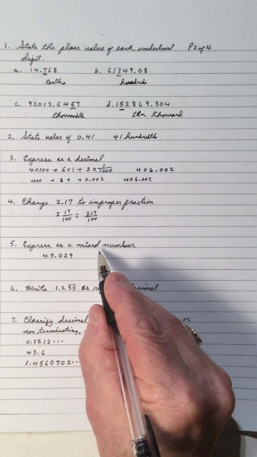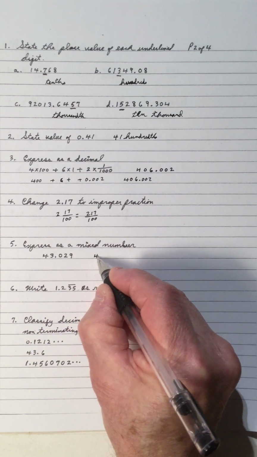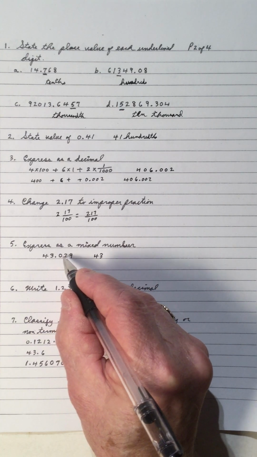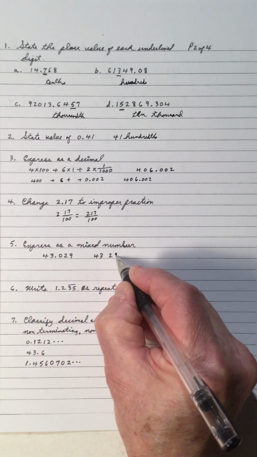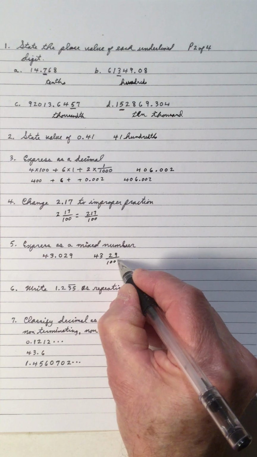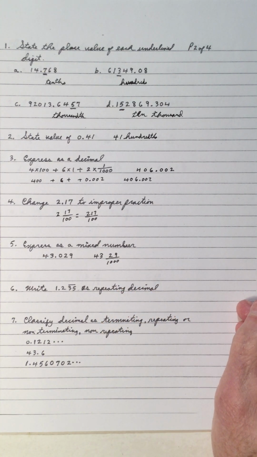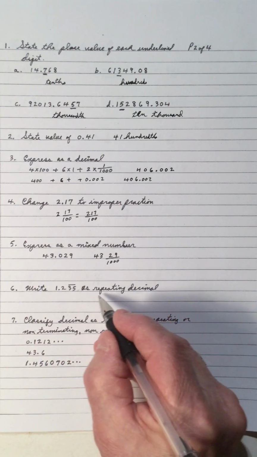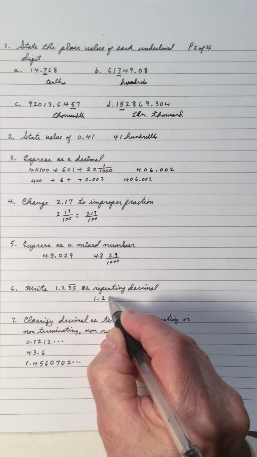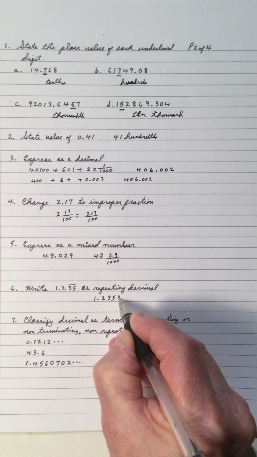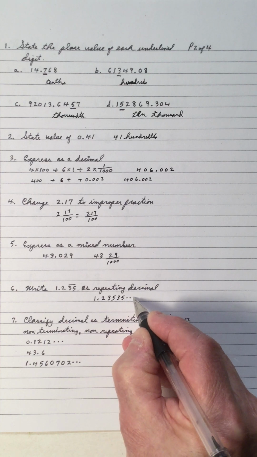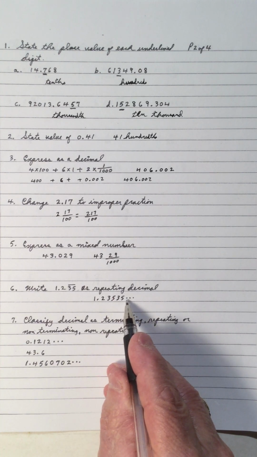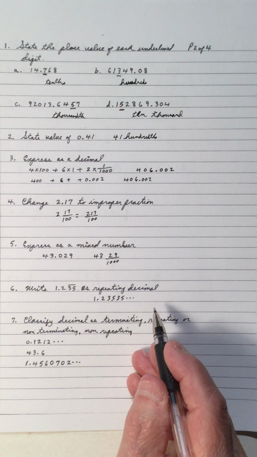Number 5, express as a mixed number. As a mixed number it is 43, and that's tenths, hundredths, thousandths, so that's 29 over 1,000. Number 6, write 1.23535 repeating as a repeating decimal, so it's 1.2, and 35 is repeating. And it keeps on going, so the 3 dots indicate the 35 is repeating.